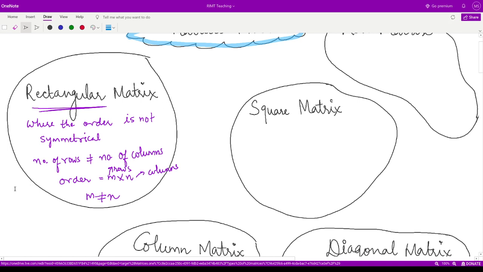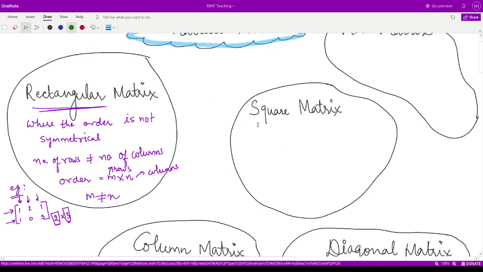For example, the matrix where we have 2 rows and 3 columns, say this is the matrix 1 1 2, 0 1 3, right? So in this case we have 2 rows, first row, second row, and 3 columns, first column, second column, and third column. So the order is 2 cross 3, and you can see this 2 is not equal to 3. Therefore the number of rows is not equal to the number of columns. So this is a rectangular matrix.